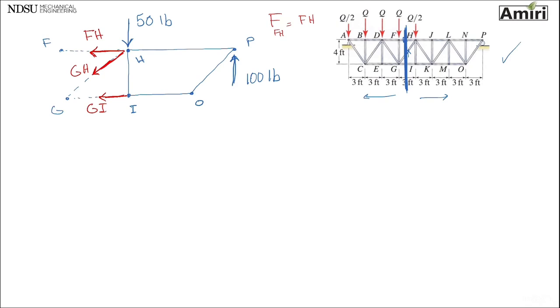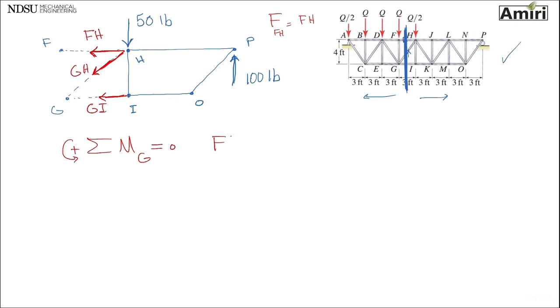Let's see. I usually like to take moments about points that more forces go through. So I can take moment about point H or point G. Let's take moment about point G. Remember, you can take moment about any point. Doesn't even have to be on your free body diagram. Any point is okay. So moment about G being 0. GH and GI, they go through point G. I don't need to care about them because the distance between point G and line of action is 0.